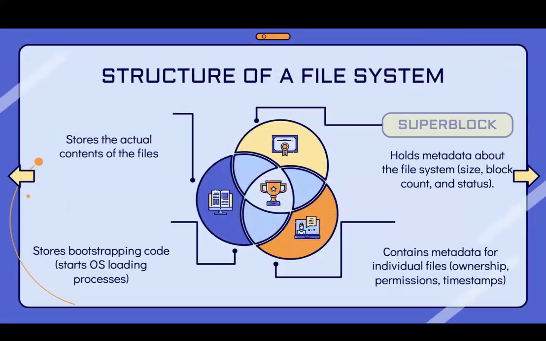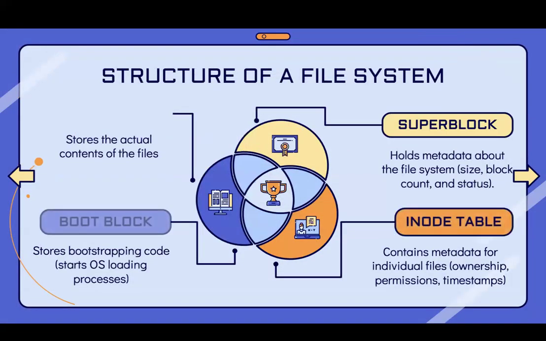Speaking of structure, let's talk about the structure of a file system. It includes several key components. First is the boot block, which contains the bootstrapping code necessary to start the operating system. Next is the superblock, which holds metadata about the file system itself, such as its size and status.